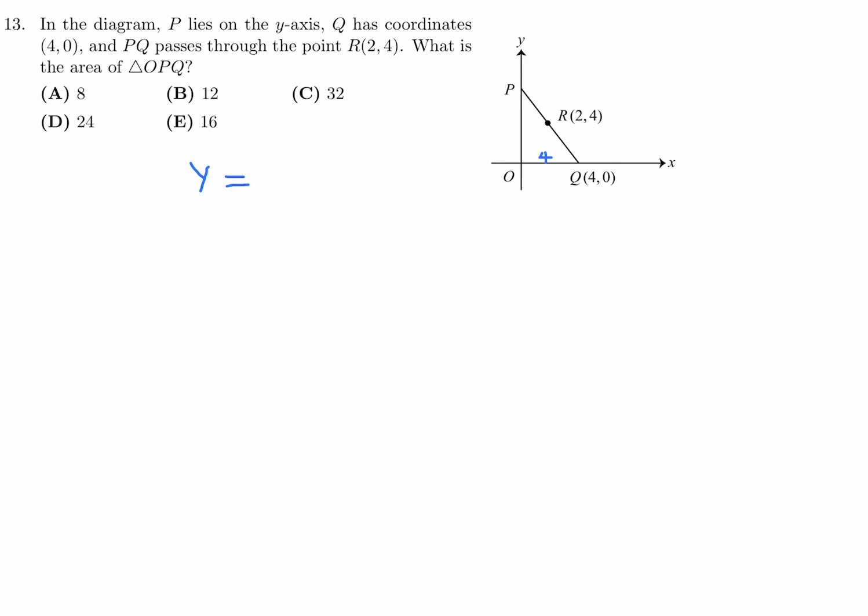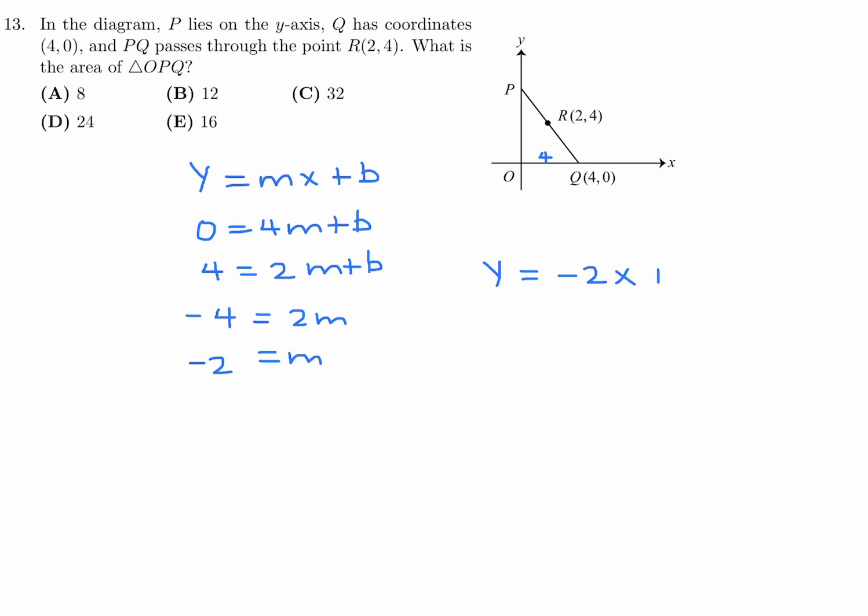Well, we can figure out the equation of this line right here because we have 2 points. That equation will be y is equal to mx plus b. And if we substitute the first point, we get 0 is equal to 4m plus b. If we substitute the second point, we get 4 is equal to 2m plus b. And if we subtract these, we get negative 4 is equal to 2m, and therefore m is equal to minus 2. That means y is equal to minus 2x plus b. Now we have to figure out b. We can easily do that by substituting one of those points. And that gives me 0 is equal to minus 2 times 4 plus b. And therefore b is equal to 8. Right? So y is equal to minus 2x plus 8.